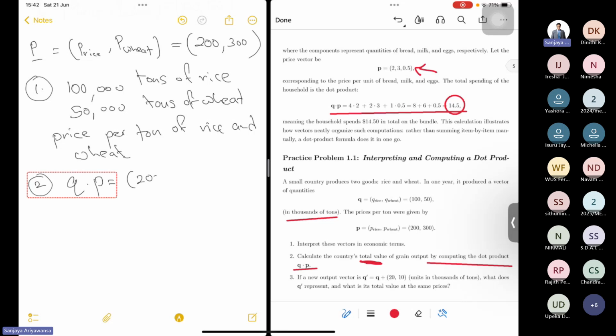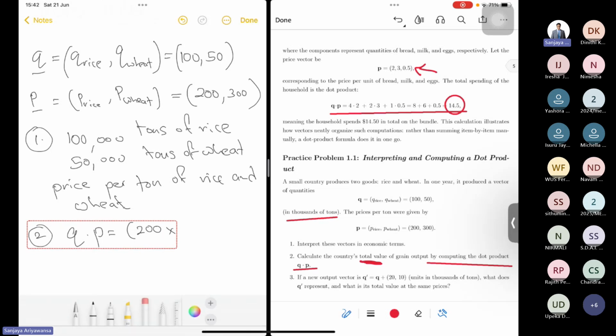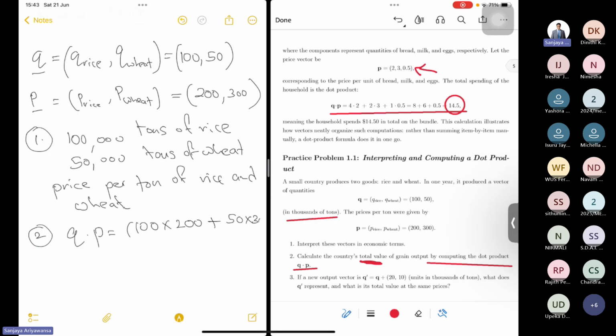So that is 100 into 200 plus 50 into 300. So 100 into 200 plus 50 into 300 would give you, this is 20,000 and this is 15,000. So that is 35,000. So what is this 35,000?